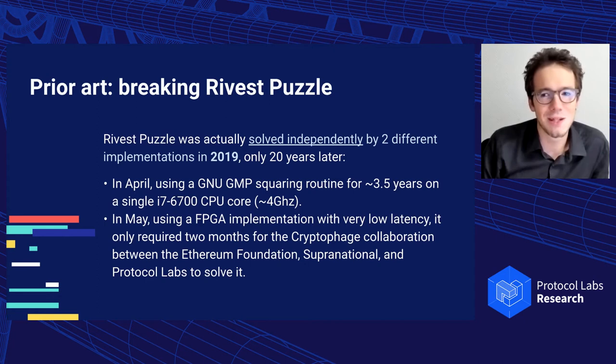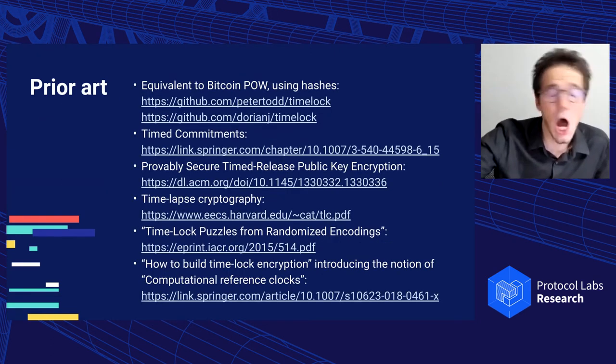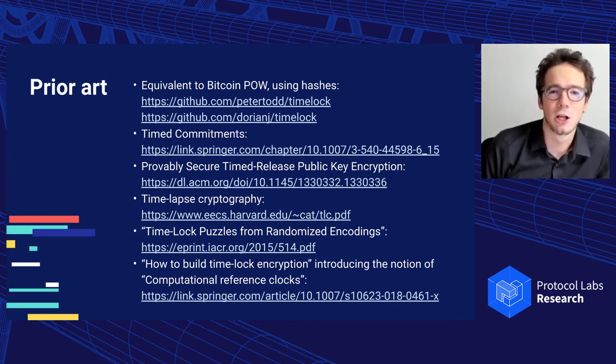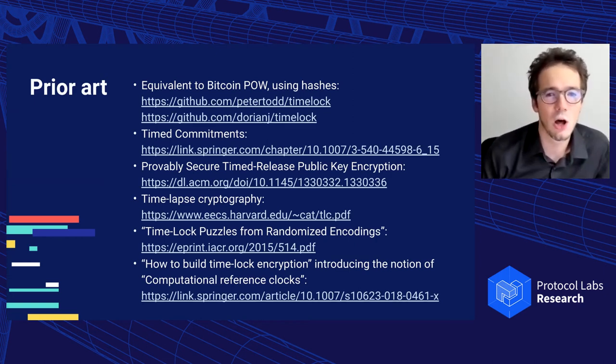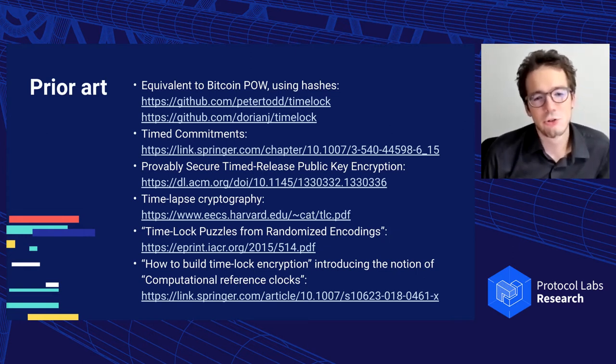So it was something that was meant to take 35 years to compute, and we were able to do it in 2 months in 2019. So proof of work based systems are very sensitive to hardware advances and to hardware evolution in general. There are a lot of other proposals to achieve this, some of them based on Bitcoin proof of work, using the Bitcoin network as a cryptographic clock. Some of them are using other ideas.